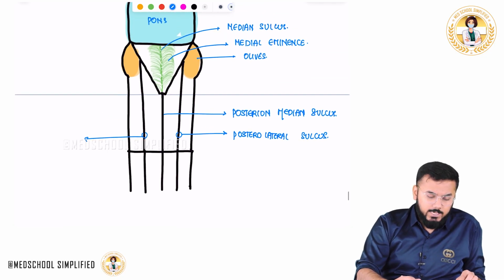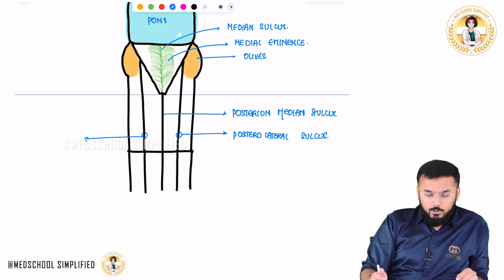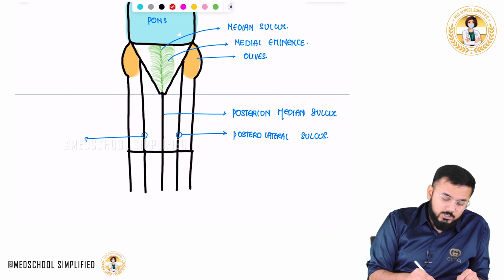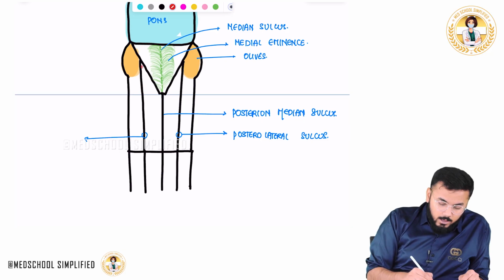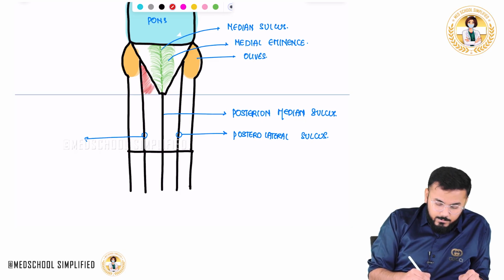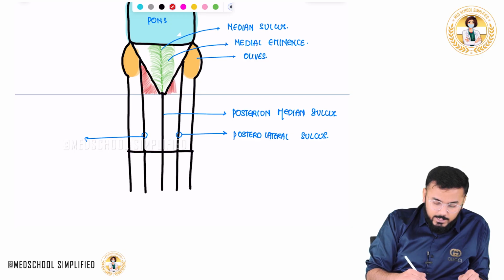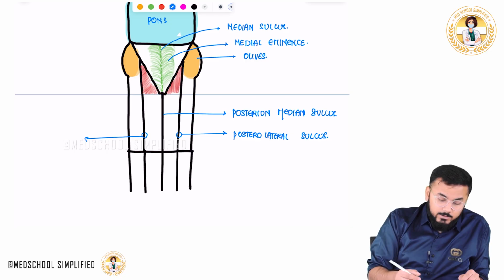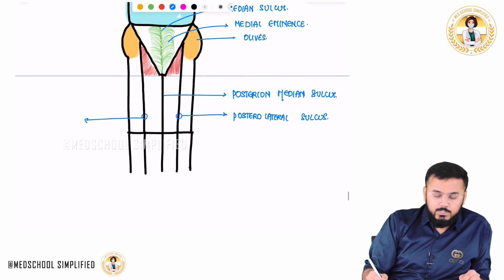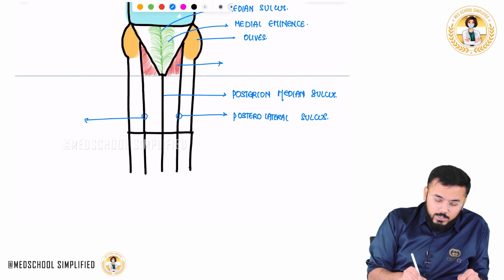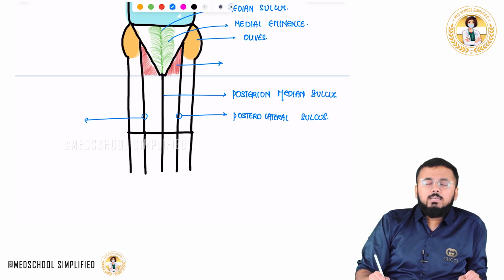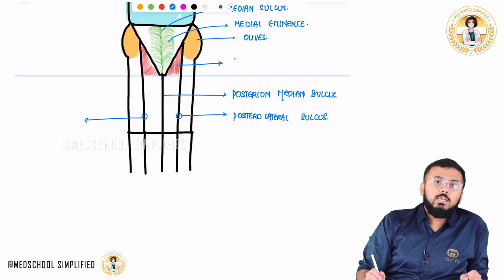Second important thing, these are the olives I have already told you. Now, one very important structure we have over here. You see this particular shading which I am doing right now, located on either side of your central canal, right? This shading is what is called the inferior cerebellar peduncle.